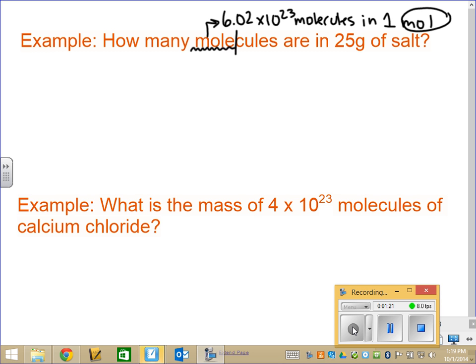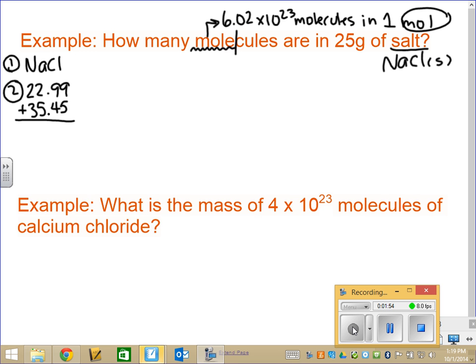So I'd like to show you that the first part of this question is not different from what we did yesterday. The first thing I would do, I would say salt. What on earth is that? It's sodium chloride. And I would start by figuring out what's the molar mass of this substance. So my substance is NaCl. What's its molar mass? 22.99 plus 35.45. It gives you 58.44 grams per mole.